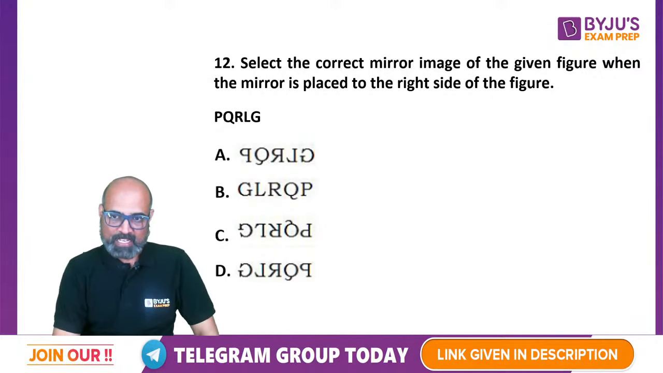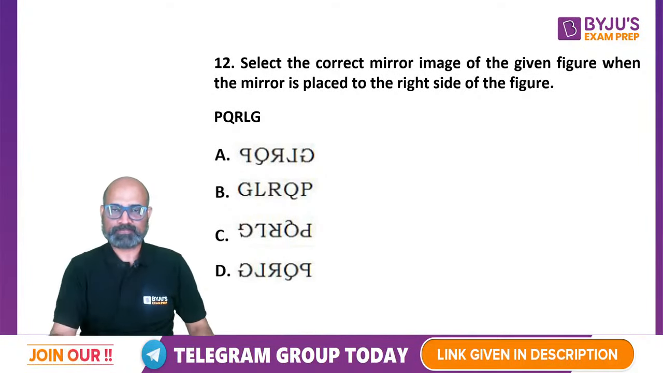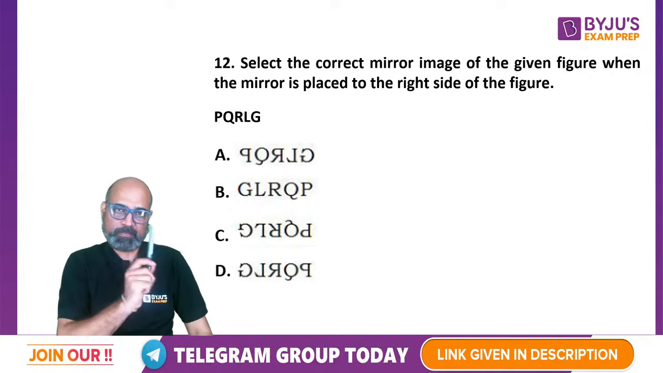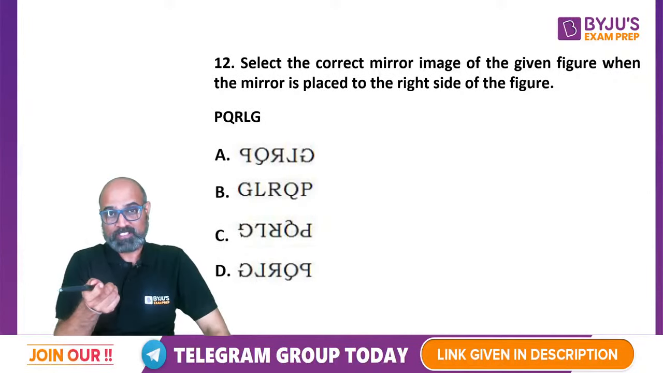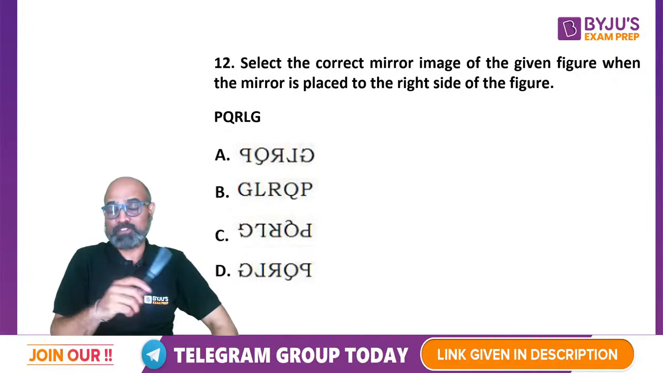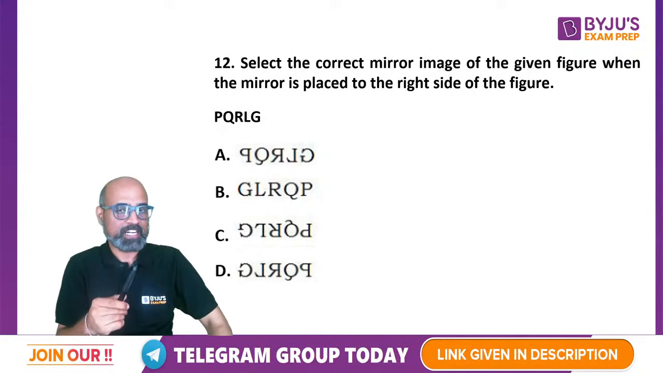Okay, a little confusion there, Shivani. Charlie or Delta, what kind of mirror image are we looking at? Left to right or top to bottom? It depends where the mirror is placed, right? It's given that the mirror is placed to the right of the figure. So the image should be left to right and right to left, and not top to bottom. Right, Shivani?